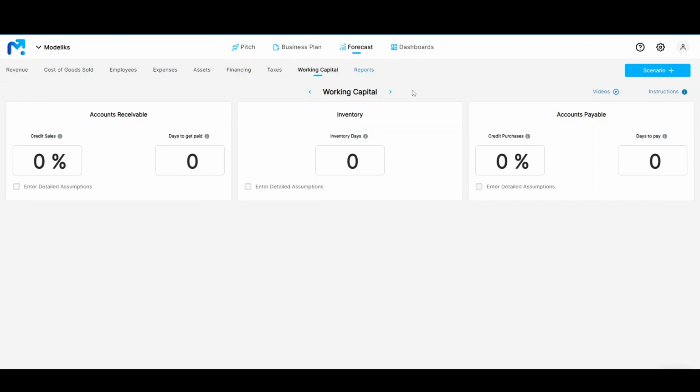In this video we will show you how to accurately plan for your working capital. Working capital is crucial for day-to-day business operations, as it ensures that a company has enough short-term assets to cover its short-term liabilities. Adequate working capital is vital for maintaining liquidity, supporting growth, and ultimately ensuring the ongoing viability of a business. Here you see the three main working capital inputs: accounts receivable, inventory and accounts payable.